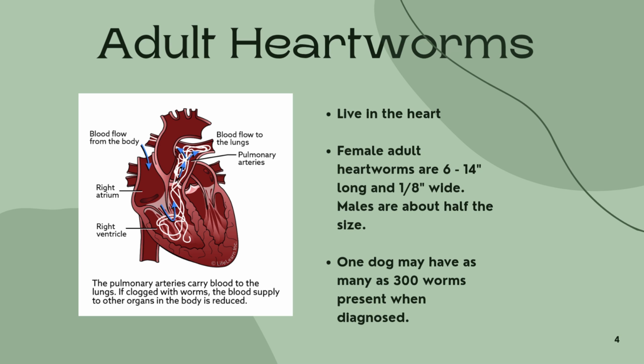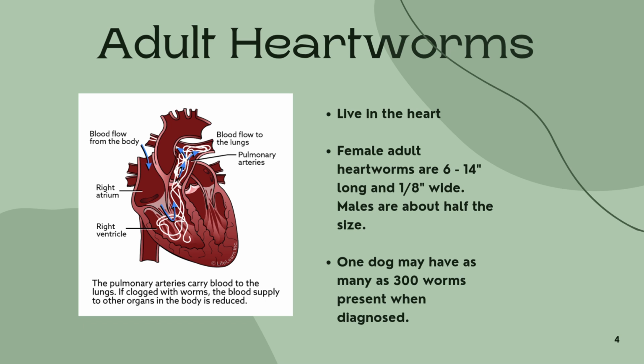And then adult heartworms are found in the heart, the pulmonary artery, as I've already said, one of the big blood vessels from the heart, and adjacent large vessels of infected dogs. Rarely, worms may be found in other parts of the circulatory system. Female adult worms, like I said, are about 6 to 14 inches long. Males are about half that size. One dog may have as many as 300 worms present when diagnosed, so quite a bit of worms there.